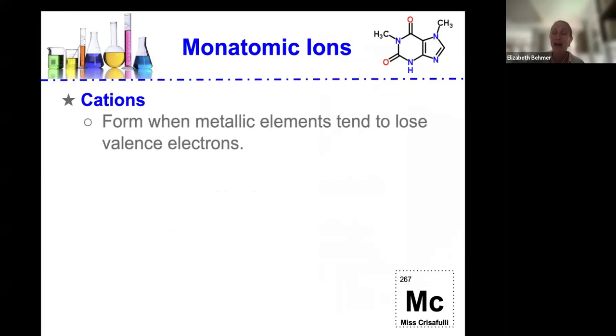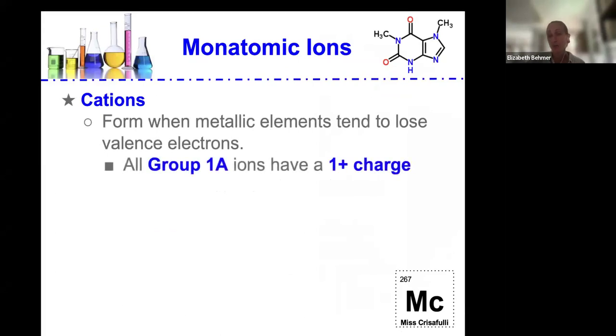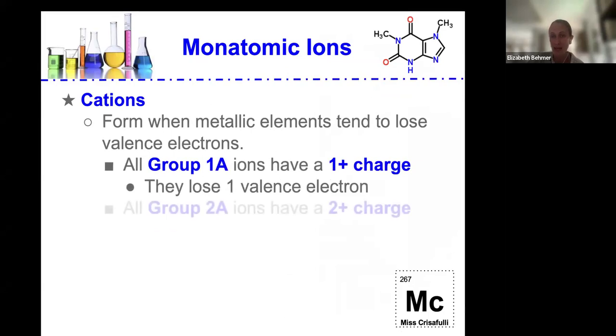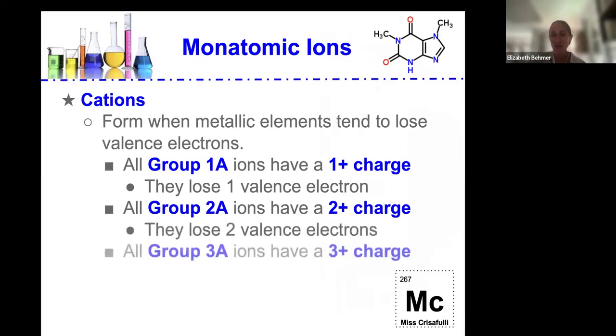Cations form when metallic elements tend to lose valence electrons. All group 1A ions have a 1+ charge, for example, because they have lost one valence electron. All group 2A ions have a 2+ charge because they have lost 2 valence electrons. And all group 3A ions have a 3+ charge because they have lost 3 valence electrons.